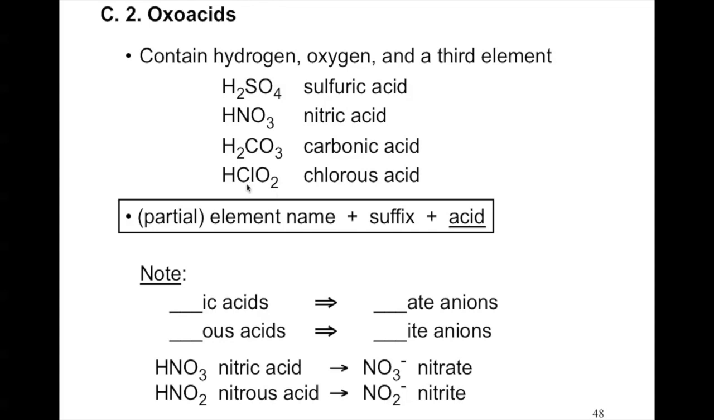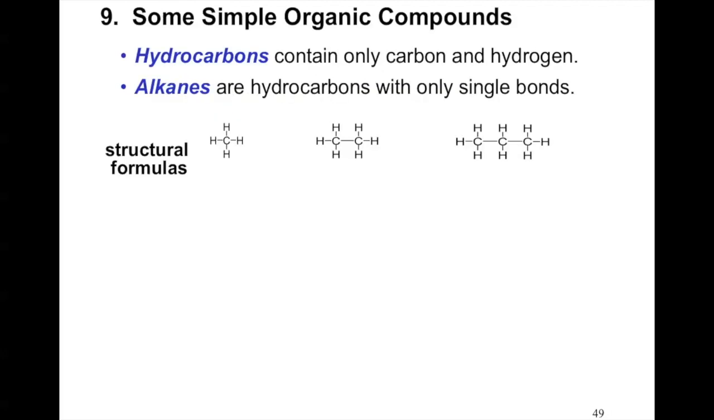HClO2, because the polyatomic ion has the ITE ending, we name this with the OUS ending. So this is chlorous acid. If this formula were HClO3, we would call it chloric acid. All right, folks, that takes care of the naming business for the inorganic compounds.